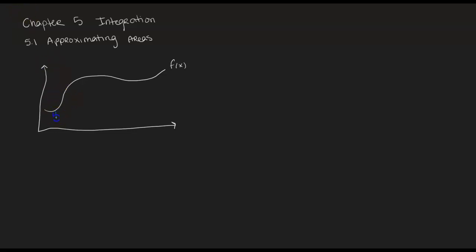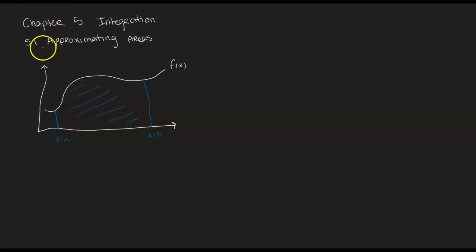So maybe from this endpoint on the left all the way up to this endpoint on the right, we might want to know what is the area underneath the curve above the x-axis between these x equals a, x equals b boundaries. And the first idea to address this is something called Riemann sums.